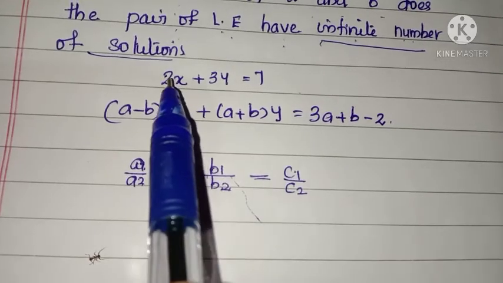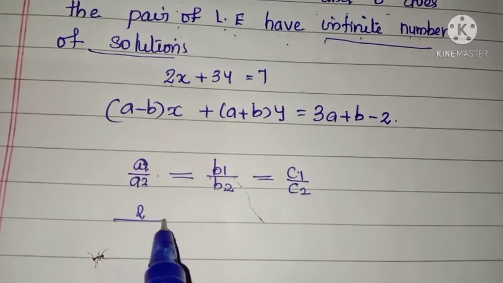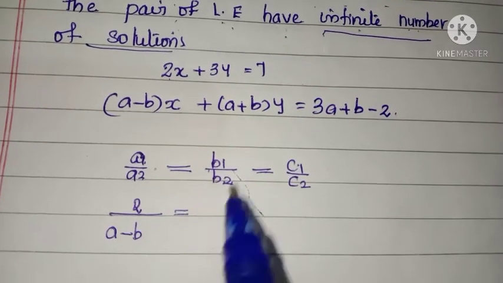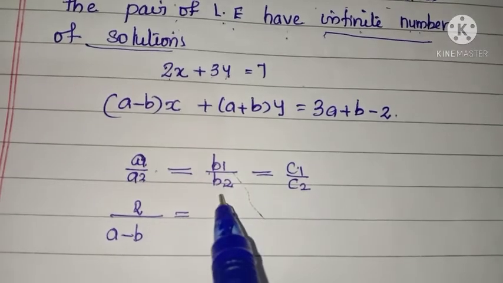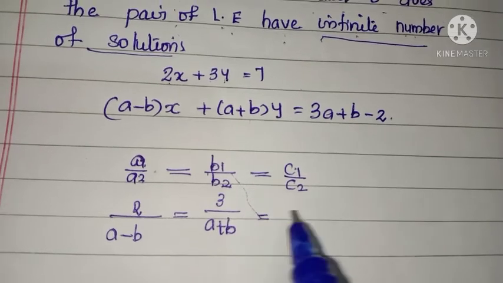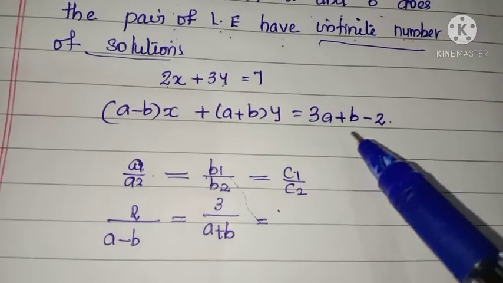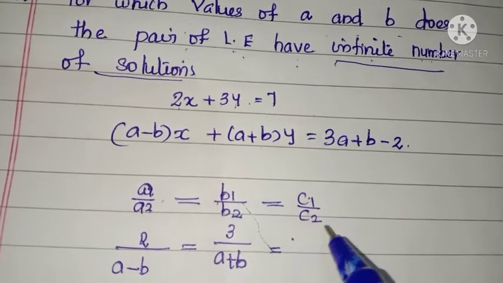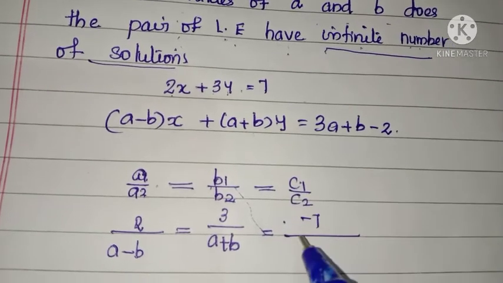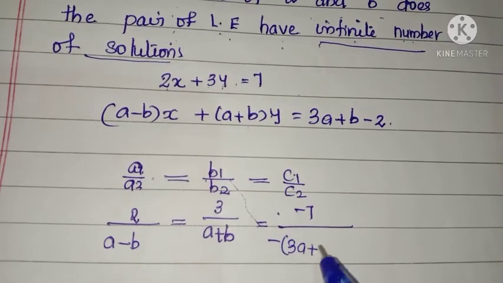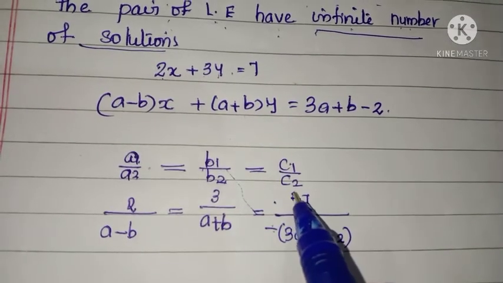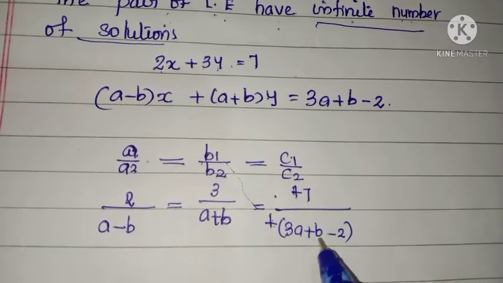Okay. Here what is a1? 2. By what is a2? a minus b. b1, the coefficient of y, is 3, by b2, a plus b. Then c1 and c2. See, if we take this 7 to the left, this becomes minus 7. Take this term to the left side, this becomes minus of (3a + b - 2). Anyway, this minus sign can be cancelled. We get 7 by (3a + b - 2).